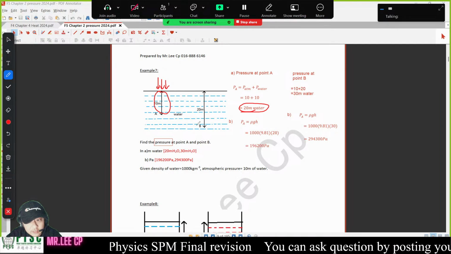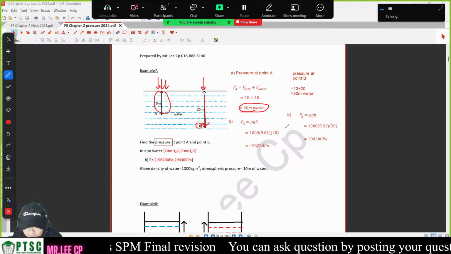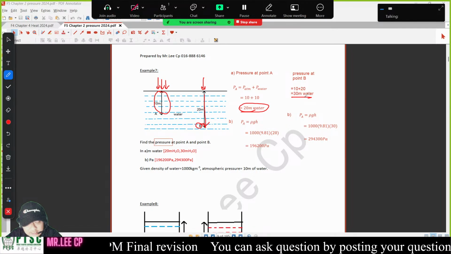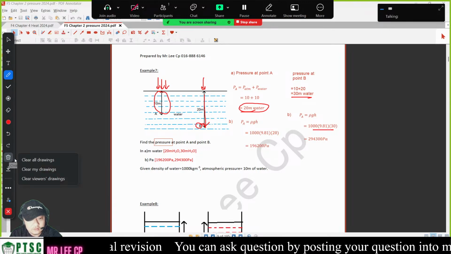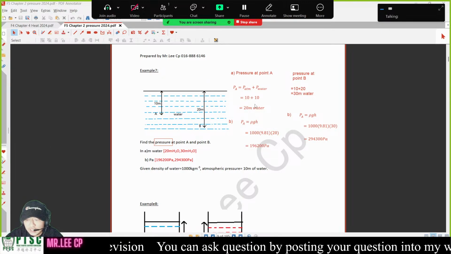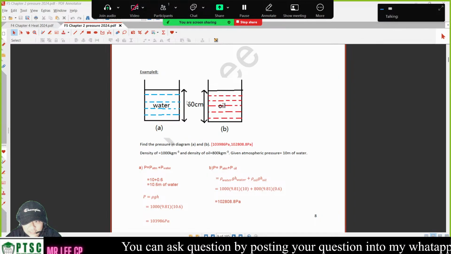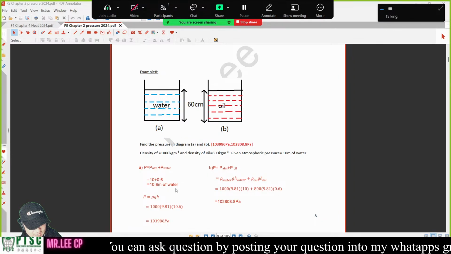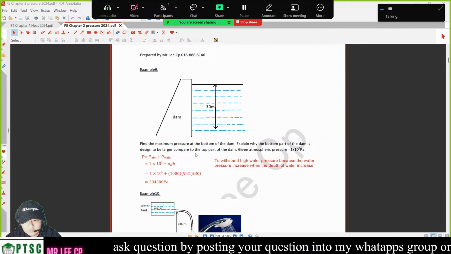For example, pressure at B: B is 10 plus 20, altogether 30. So change it to Pascal, rho gh, that's all. If the question is not giving you in meter but in cm, make sure you convert it. It will be okay.